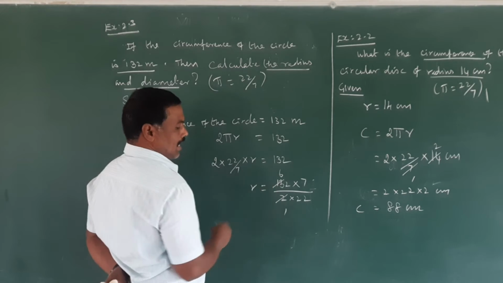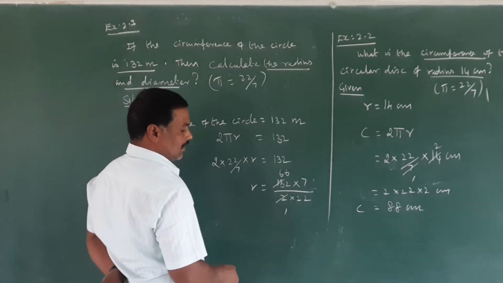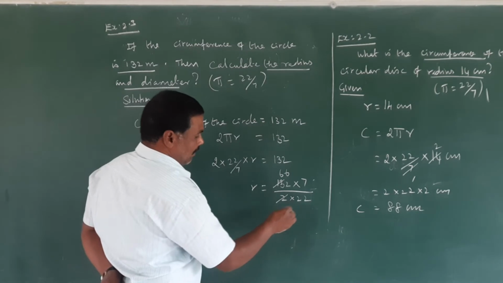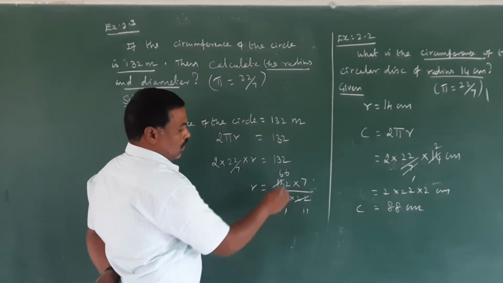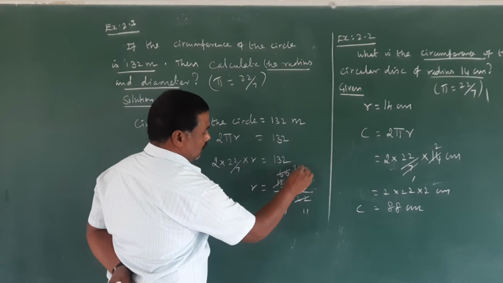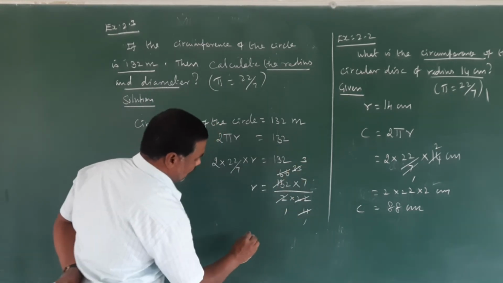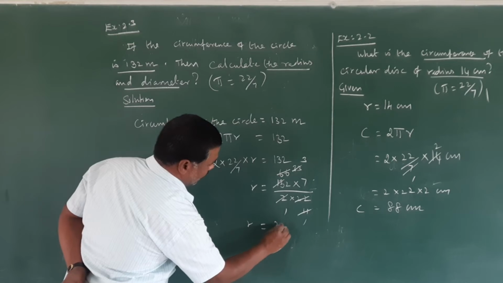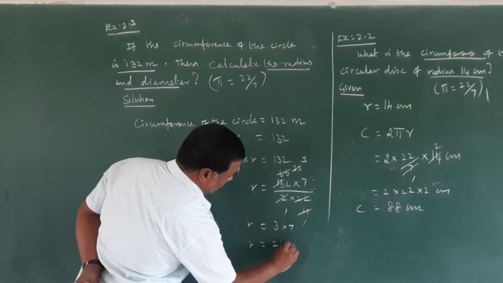6 twos are 12, remaining 1. Next, 11 twos are 22. 3 twos are 6. Now 11, 1 elevens are 11, 3 elevens are 33. Answer: r equal to 3 into 7, r equal to 21 meter.